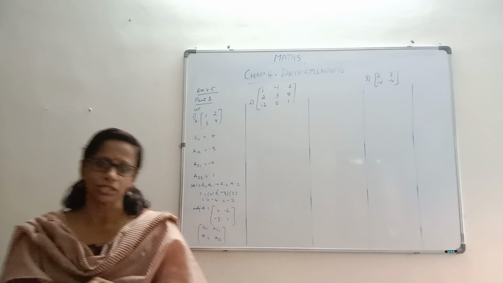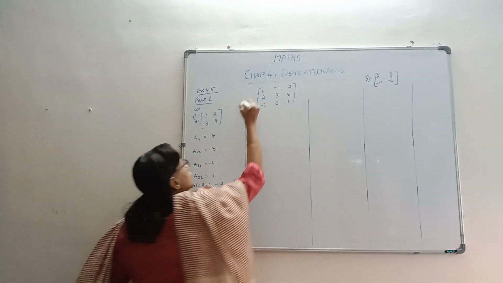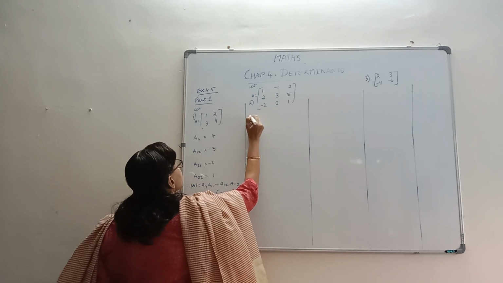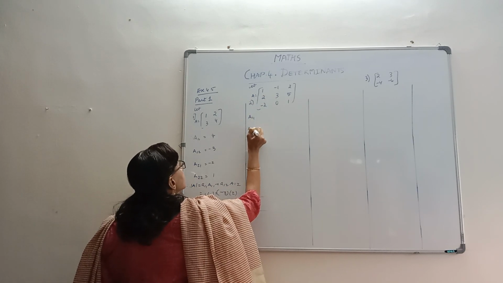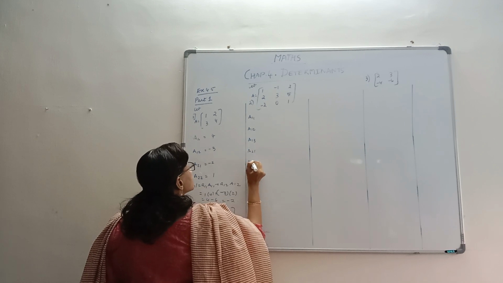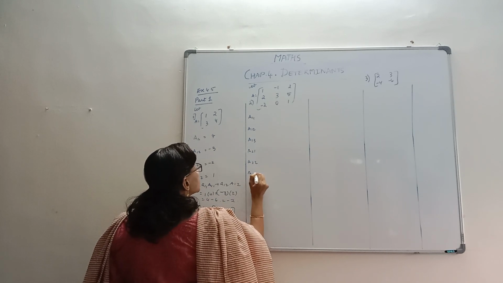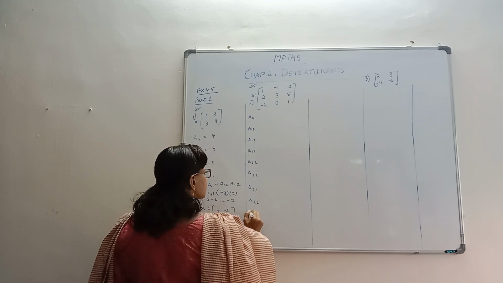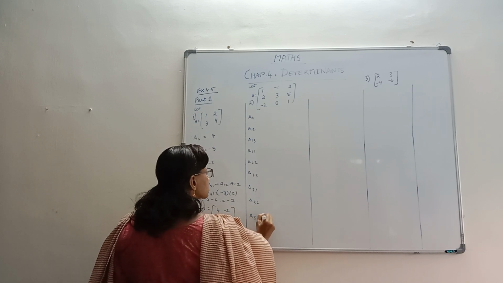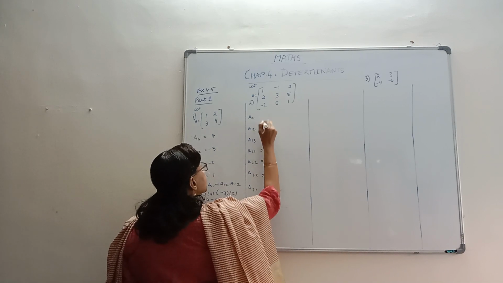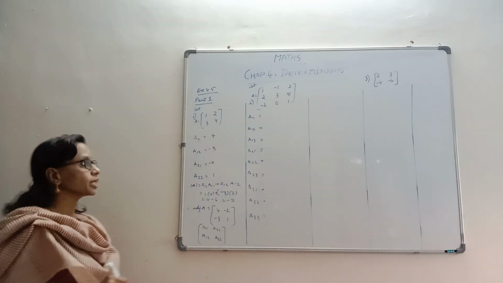Now we'll go to 3 cross 3. That will be a little bit of work. Here also we have to find the adjoint. Let A be this. Like before, let's find all these minors: A11, A12, A13, A21, A22, A23, A31, A32, A33. We will find these values first, that is, we'll get the minors first, then we'll make them cofactors by putting the correct sign.